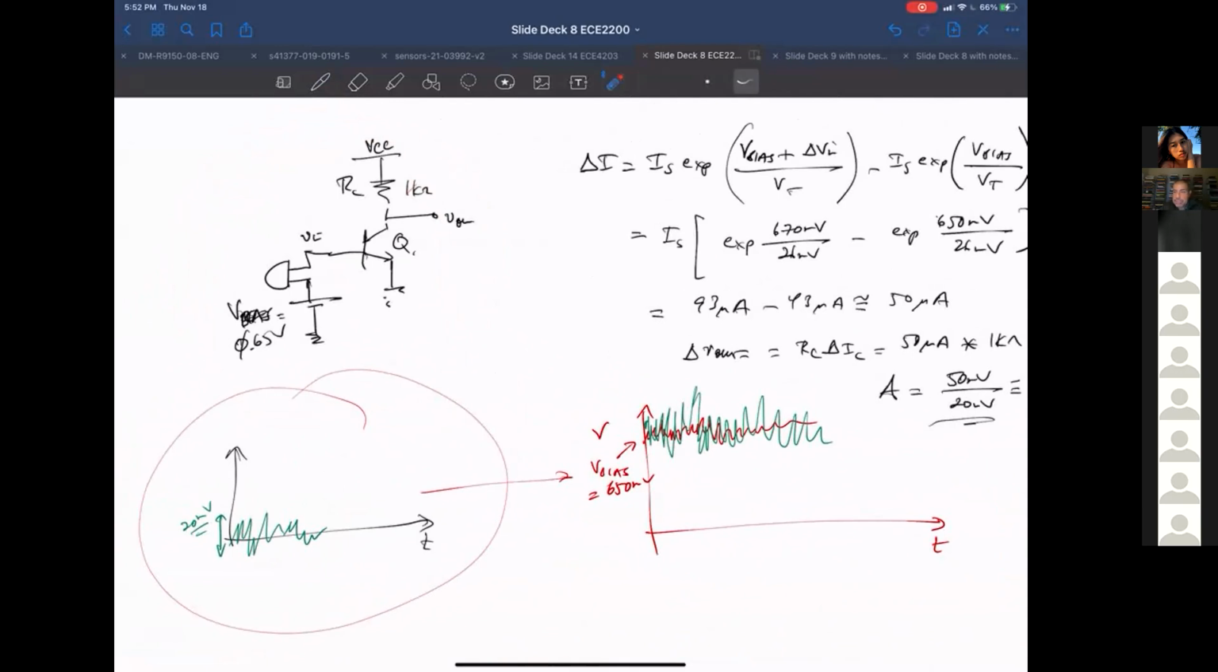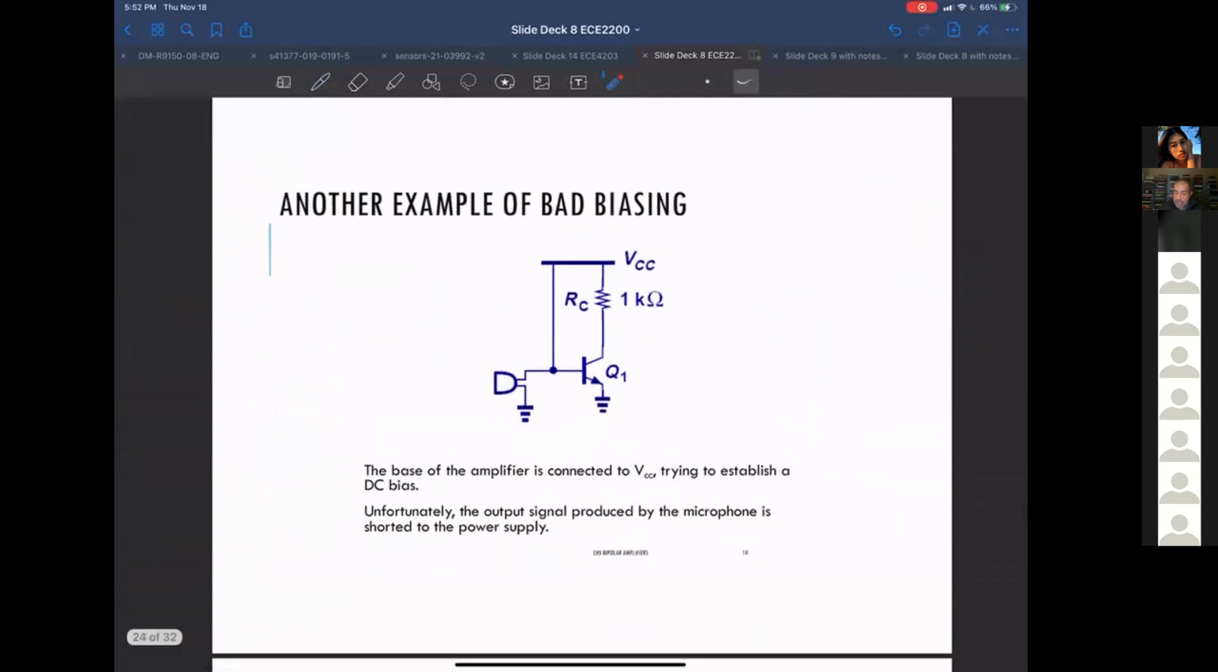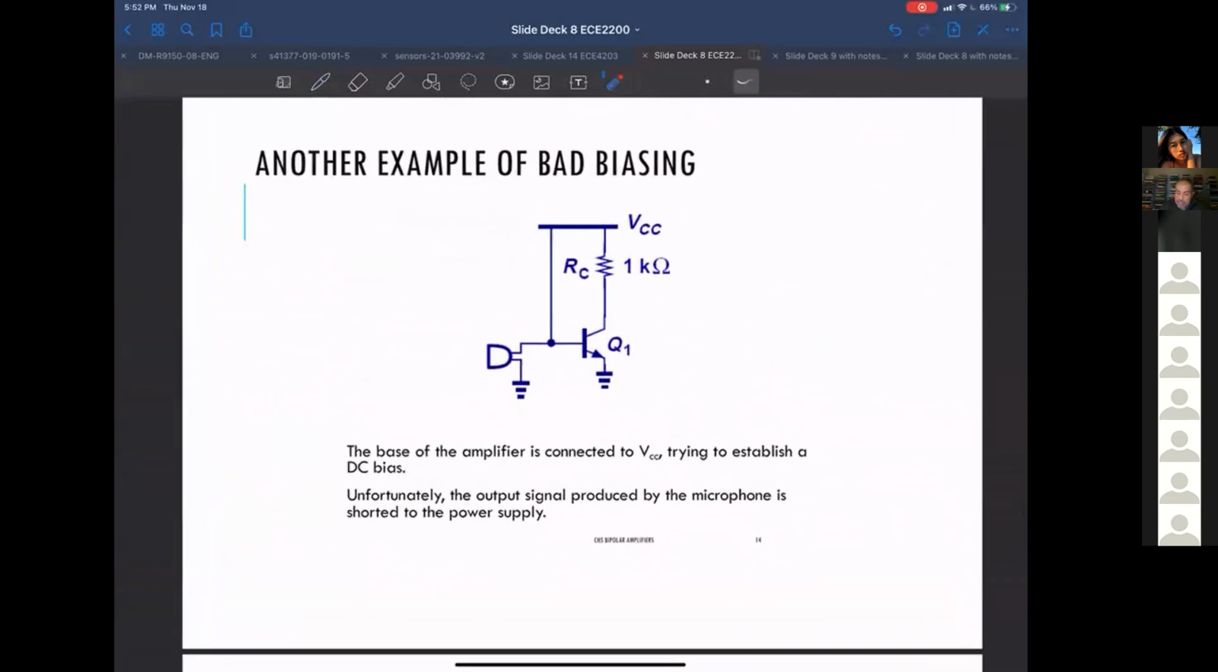Okay, so let's see. Here's the next thing you might be tempted to do. You might be tempted to say, okay, this was the input when I had no bias, so when I just had this, in the previous example. So this point was too low. I'm going to pull it up. I'm going to connect it to the supply voltage.